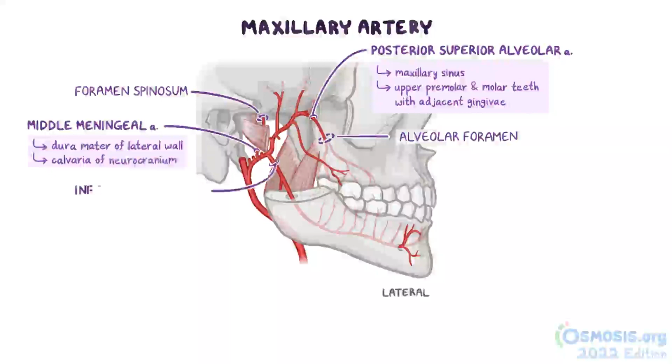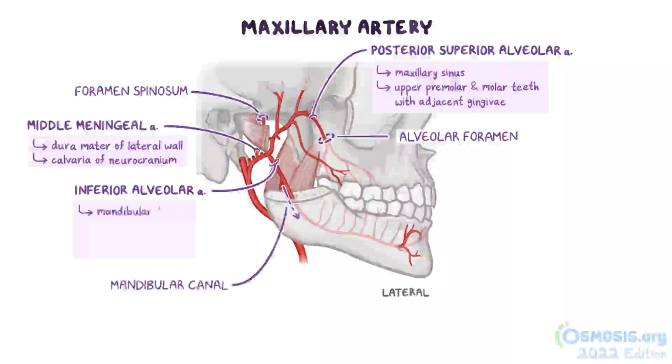Finally, there's the inferior alveolar artery, which begins its descent through the infratemporal fossa alongside the inferior alveolar nerve to enter the mandibular canal to supply the mandibular teeth, the mandible, mylohyoid muscle, and the skin in the chin region.